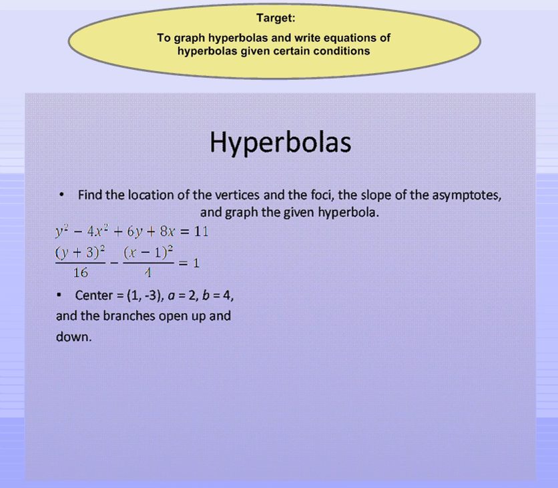From this hyperbola standard form now, we can see that the center is at (1, -3). Your a value, which came from here, is 2. Your b value, which comes from here, is 4. And the branches are opening up and down because we're leading with the y.